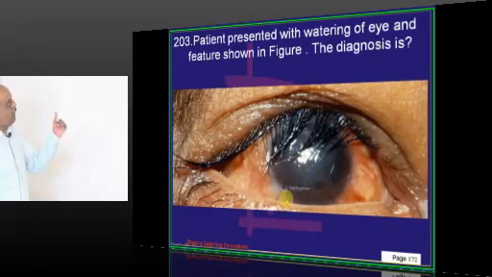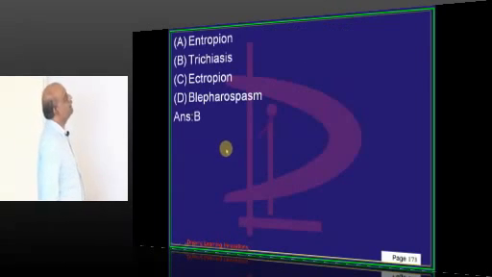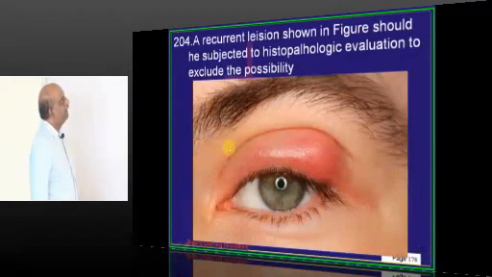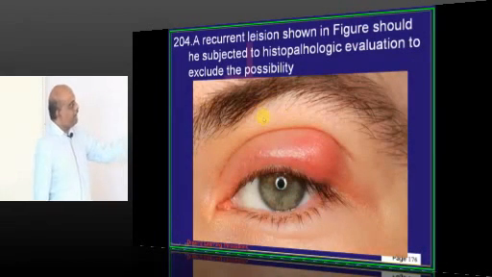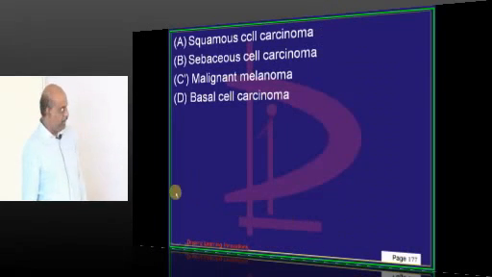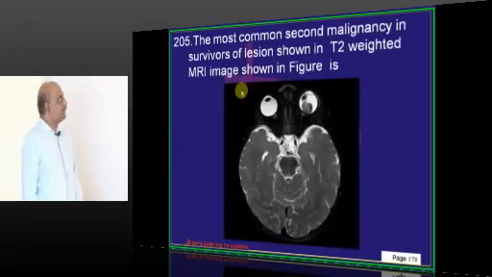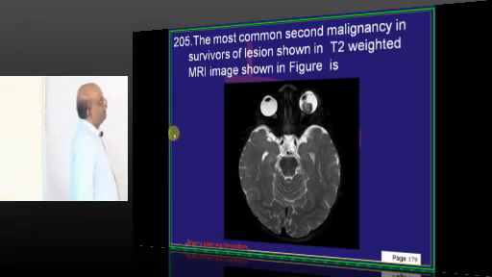Now the patient presented with watering of the eye. What is the condition? Typically it is an example of trichiasis. Then there is a recurrent lesion like this. What is this lesion fundamentally? This is a chalazion. Whenever a recurrent chalazion is there, think of sebaceous cell carcinoma, especially in the elderly population.